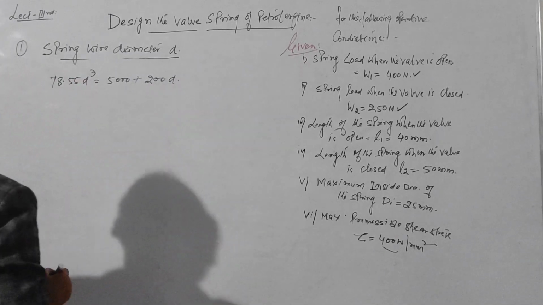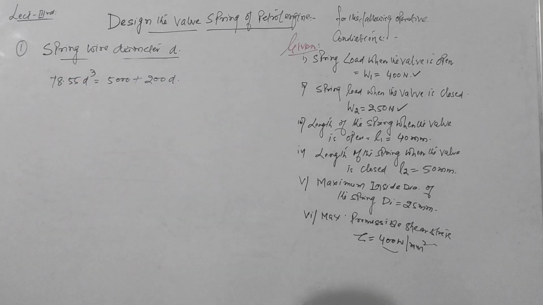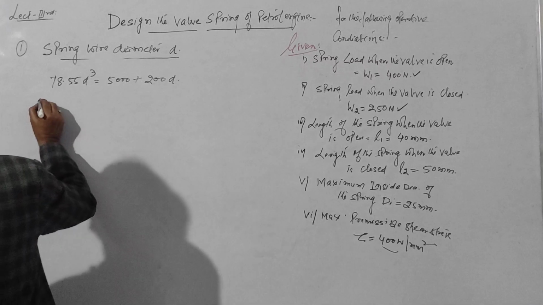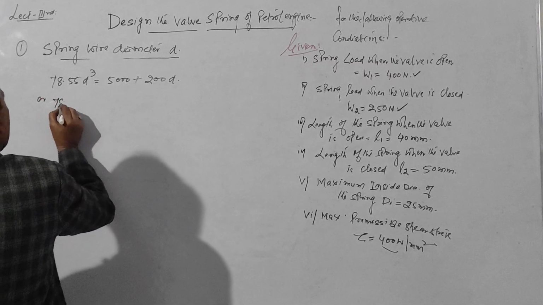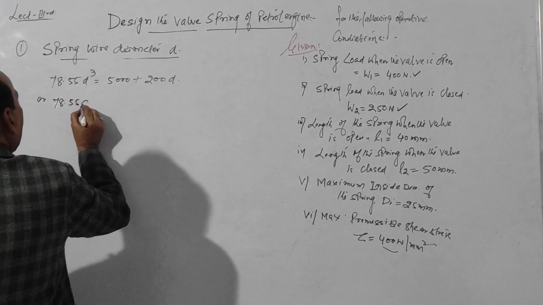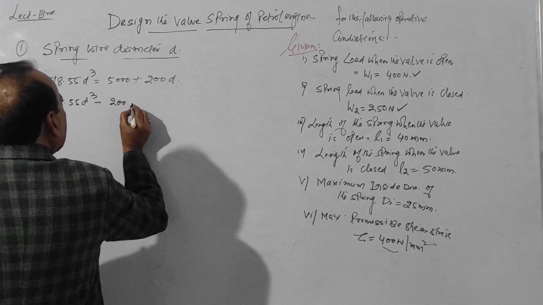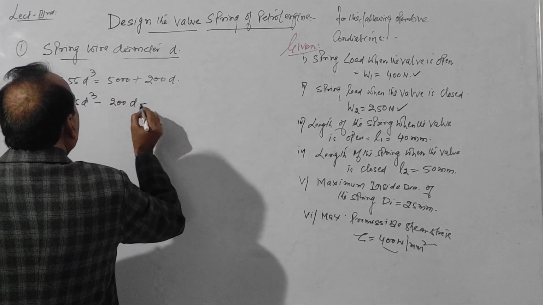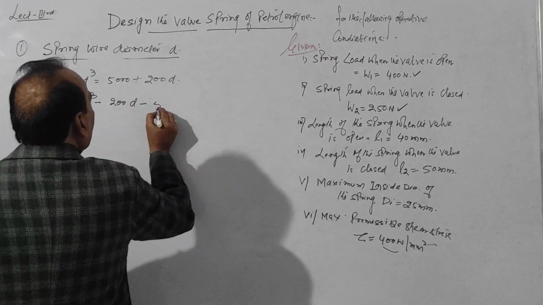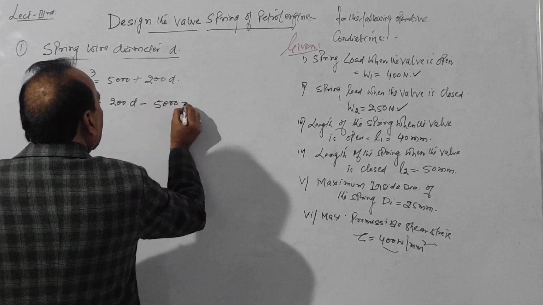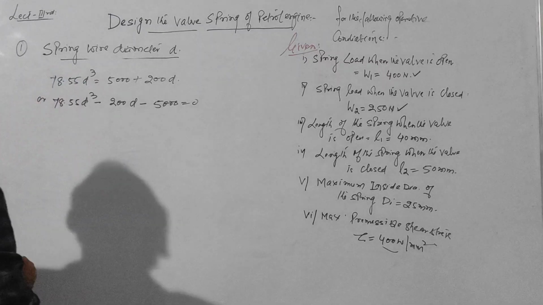It's okay. It's all right. Or you can say, 78.55 d cube minus 200 d minus 5000 is equal to 0, right?